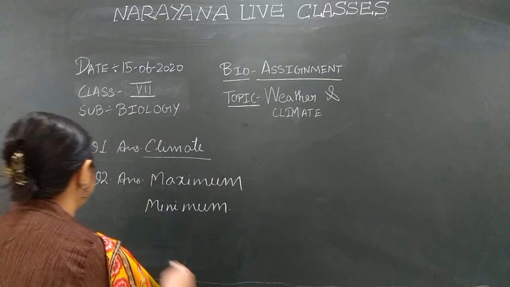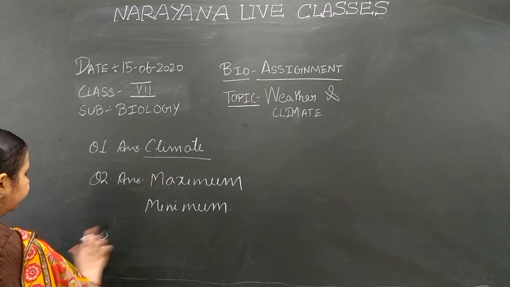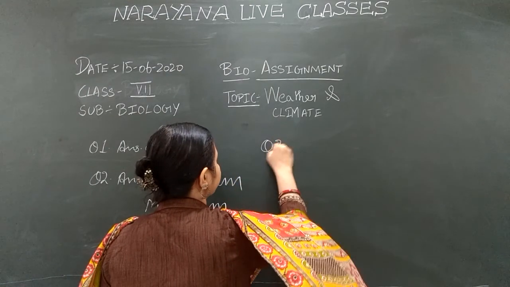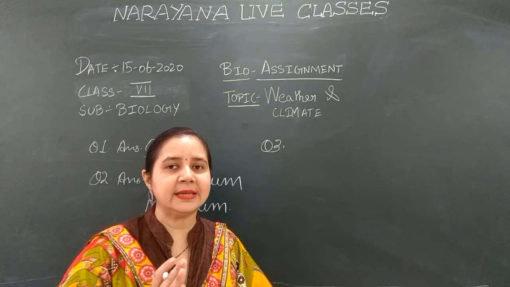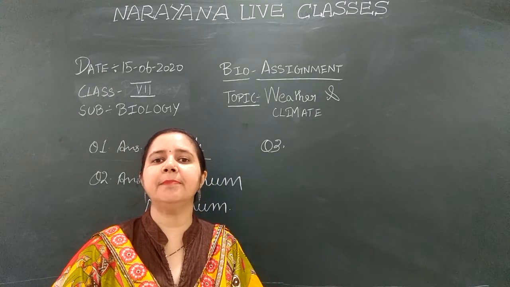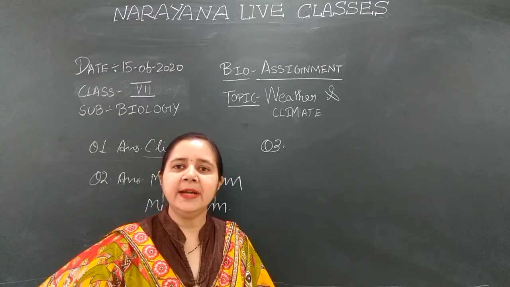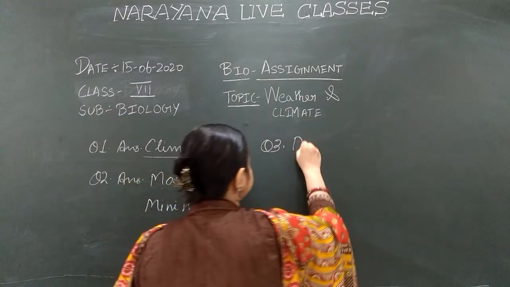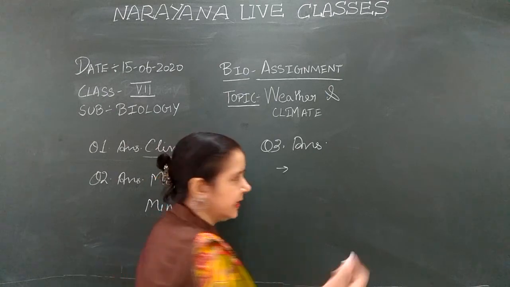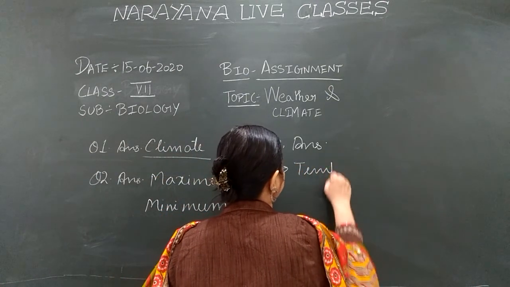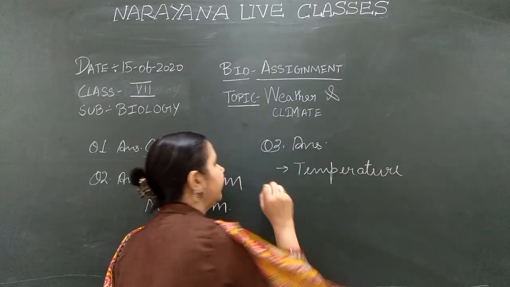Fine. Now, question number 3 is, name the elements of the weather. We know what the elements of the weather are. That means on what basis the weather of a particular place is defined or calculated. So, the elements of the weather are, first of all, the first element is temperature. What is the maximum temperature or minimum temperature?